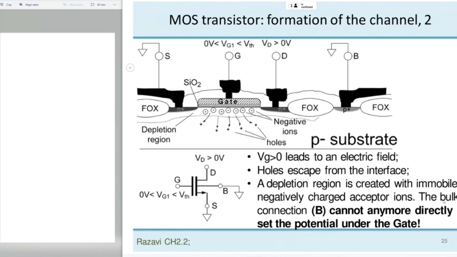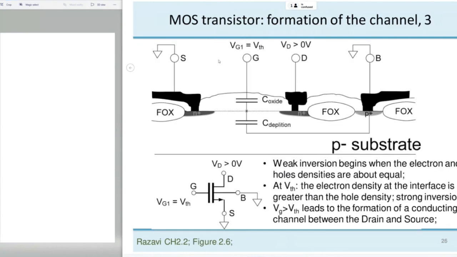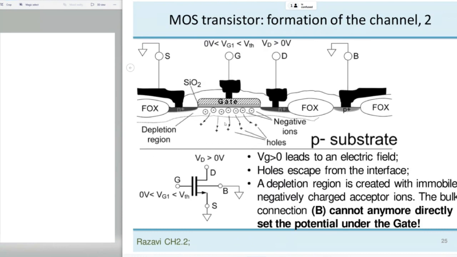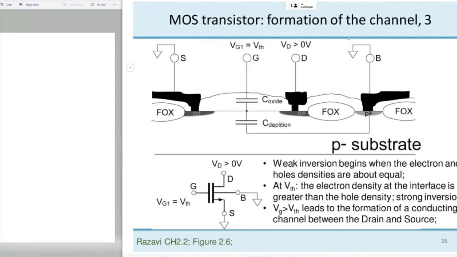Something interesting here, the bulk through this connection cannot set any more directly the potential under the gate. Because now if you look at this potential here under the gate, it is between two capacitors in this picture. One is the C oxide, so the gate, how it controls the interface, and the other is through the depletion capacitance. So this depletion area creates a depletion capacitor, which is controlled through the bulk. So the bulk cannot set here 0 potential. So this potential actually increases.